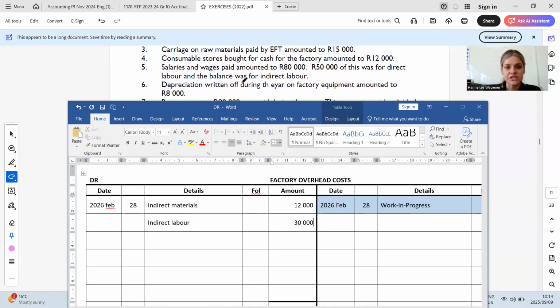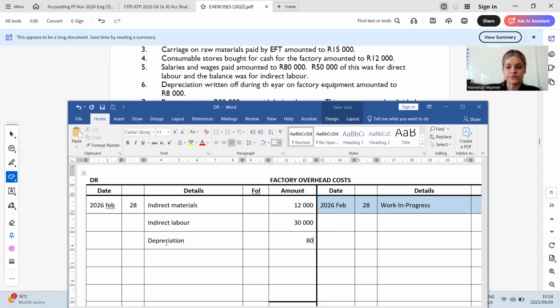Right. Depreciation written off during the year on factory equipment amounted to 8,000. So it's not that the depreciation is a direct expense involved in making this, but because we are using the machinery or the equipment to get the job done, it's an indirect cost, but we also can't go without the factory equipment. So that's why it is under factory overhead, so depreciation.